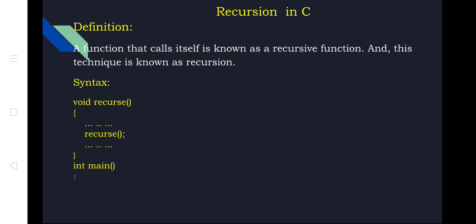And the example here is int main, open brace. There are a few statements, and then here recurse is the function call. Now the difference here is that in the main function, recurse is the function call, whereas in the function recurse, it is the recursive call.